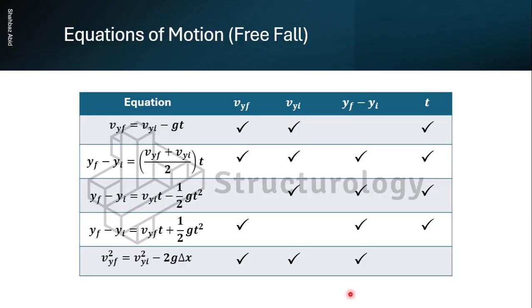In the equations of motion for free fall, we already know the acceleration is equal to 10 meters per second squared acting downward. So now we just have 4 variables to solve any question. If I know any 3 of the variables, I can get the 4th variable from any one of these equations of motion for free fall.